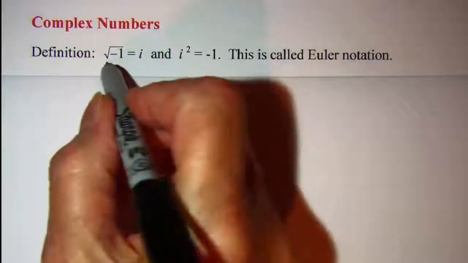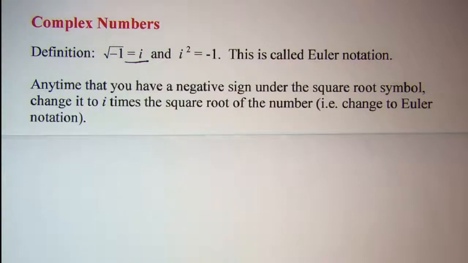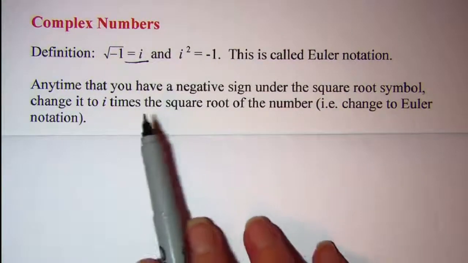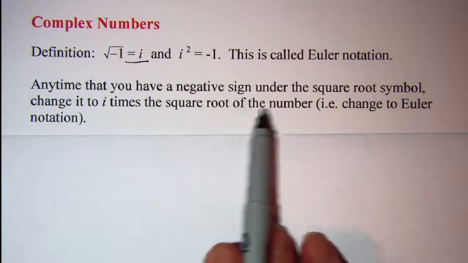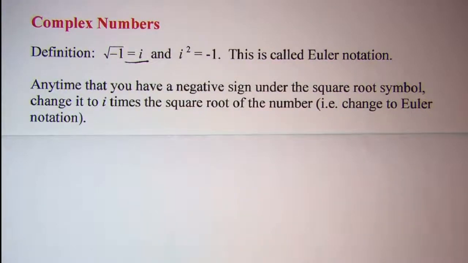This is called Euler notation when you change the square root of a negative number to i. So anytime you have a negative sign under the square root symbol, change it to i times the square root of the number. In other words, change it to Euler notation.